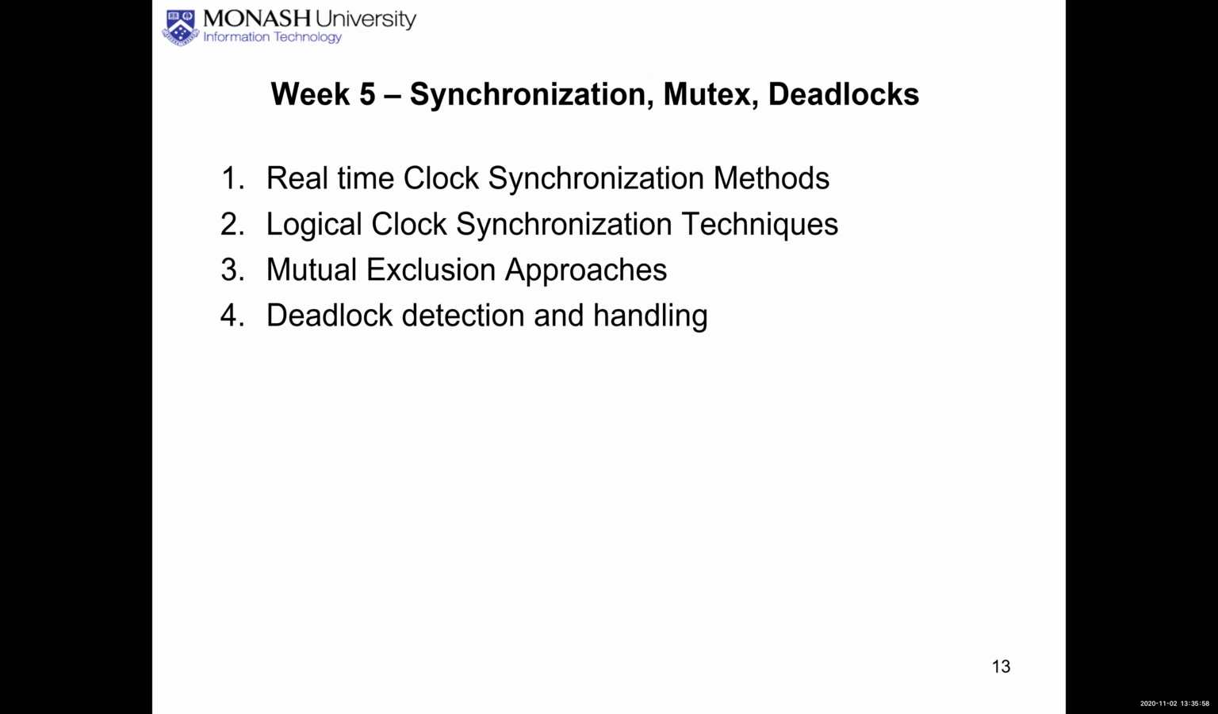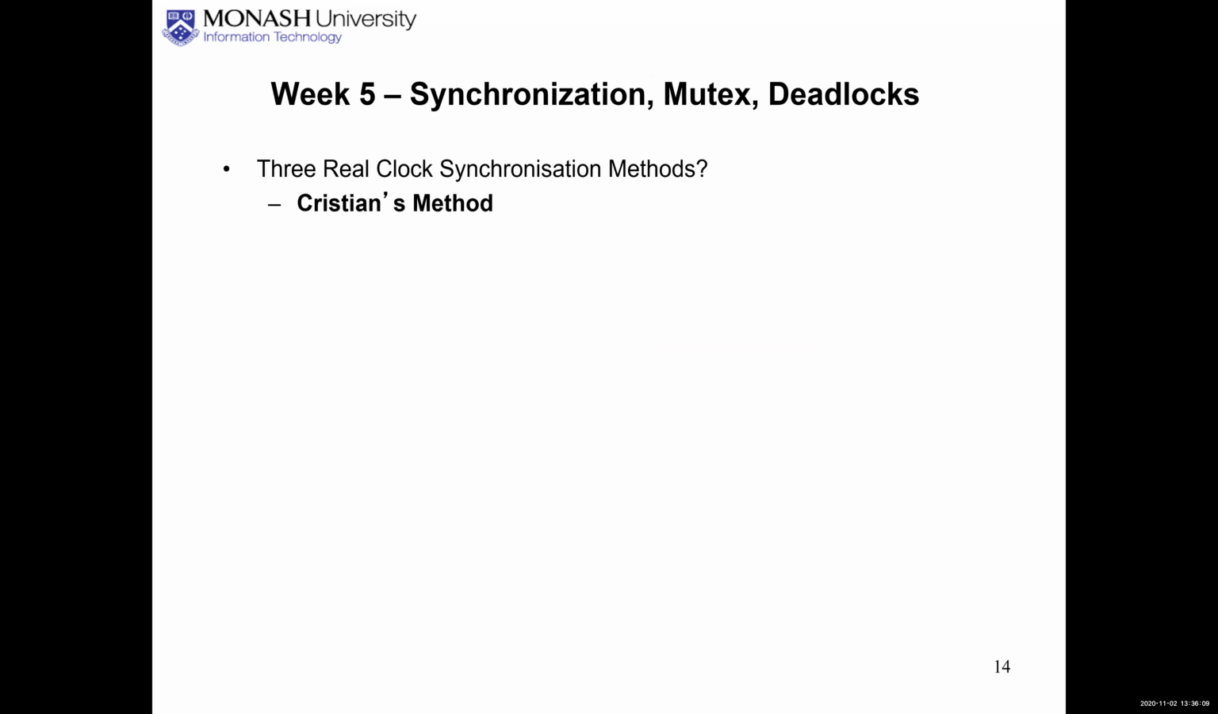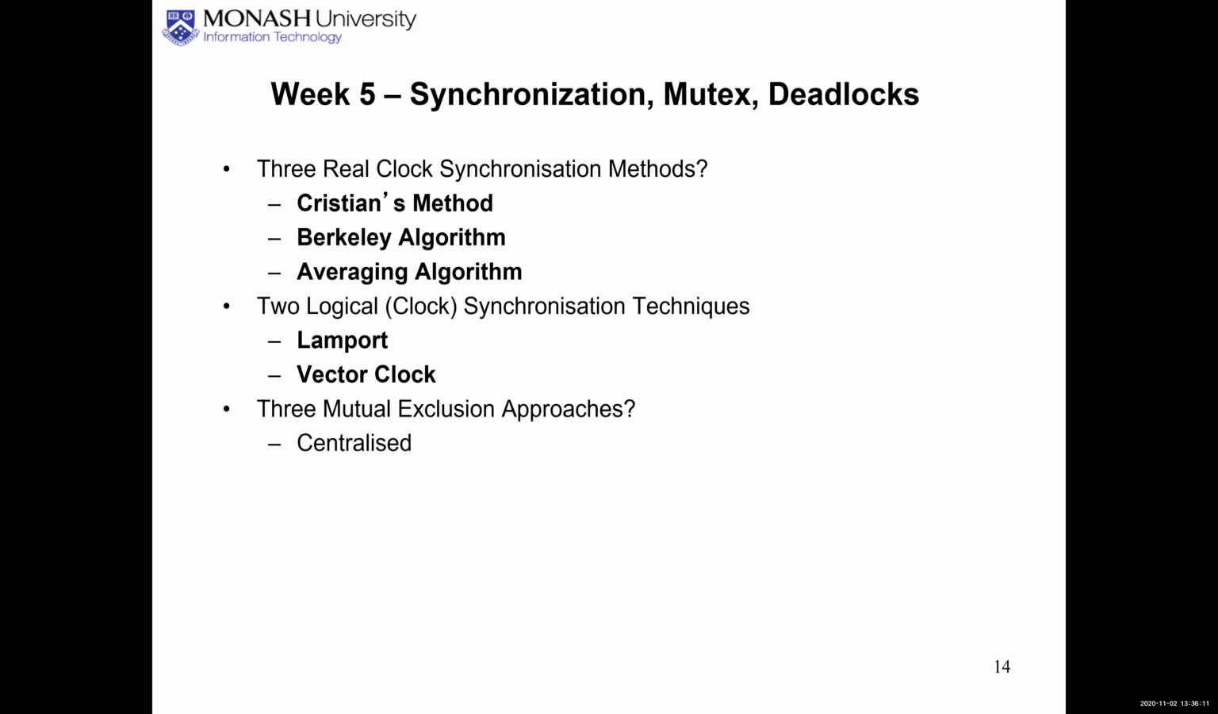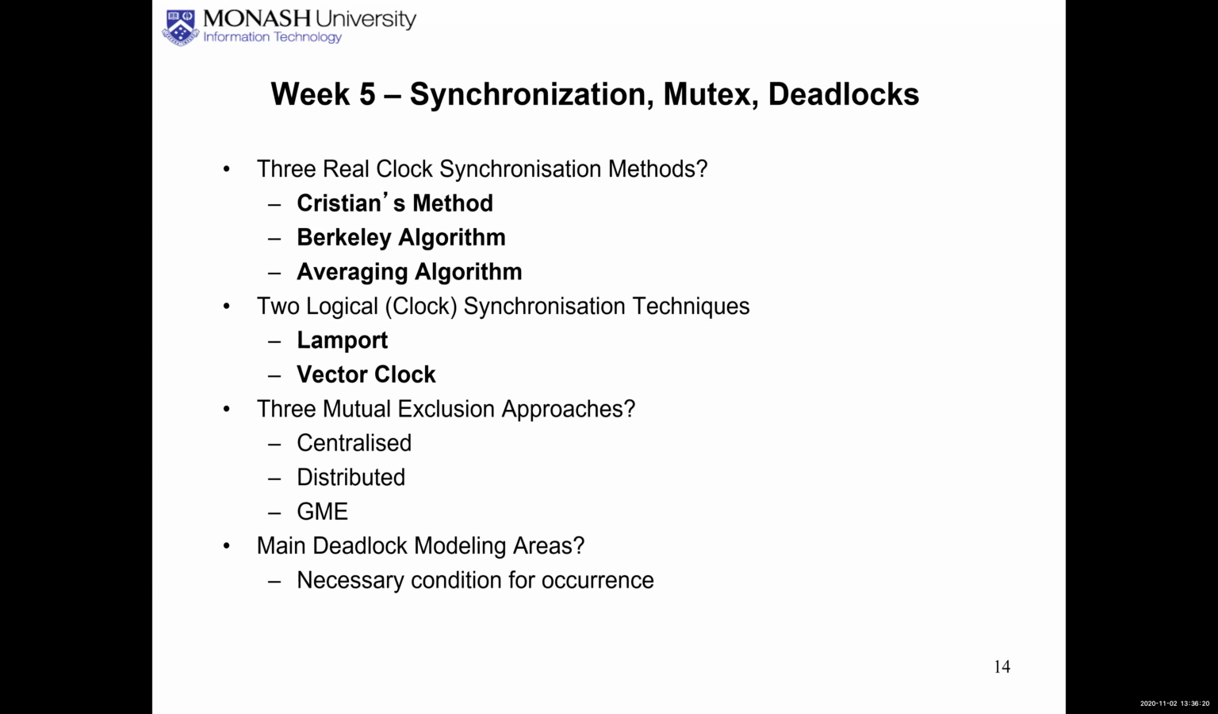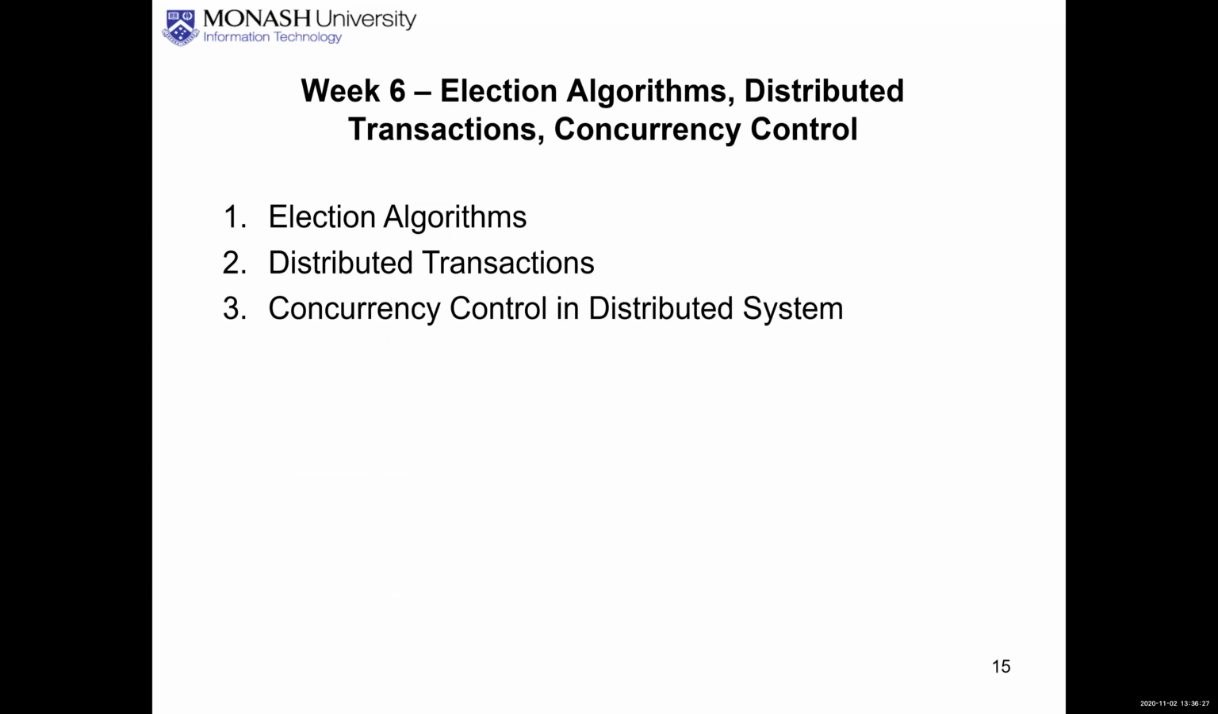Then in week 5, I introduced you all to synchronization, mutex, and deadlocks, where we learned about clock synchronization. The bold ones are important: Cristian's method, Berkeley's algorithm, the averaging algorithm, and then Lamport and vector clocks. Then we covered mutual exclusion, where we covered centralized, distributed, and group mutual exclusion, and how we can handle deadlock detection.